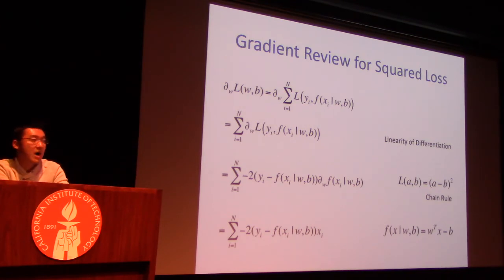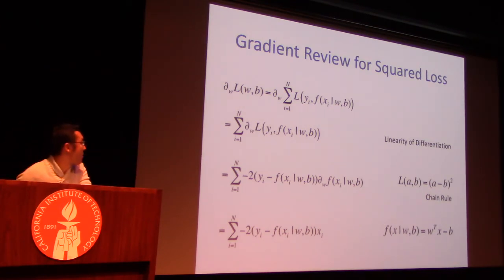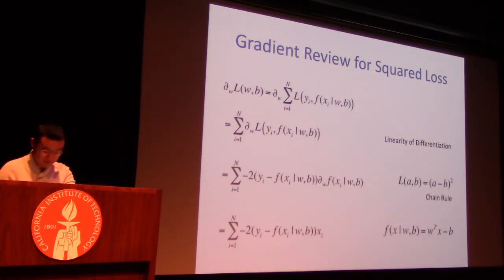Of course, it gets more complicated for other loss functions and other model classes, but this is all the ingredients you need to do gradient descent. It should be fairly straightforward. This is essentially first year calculus.